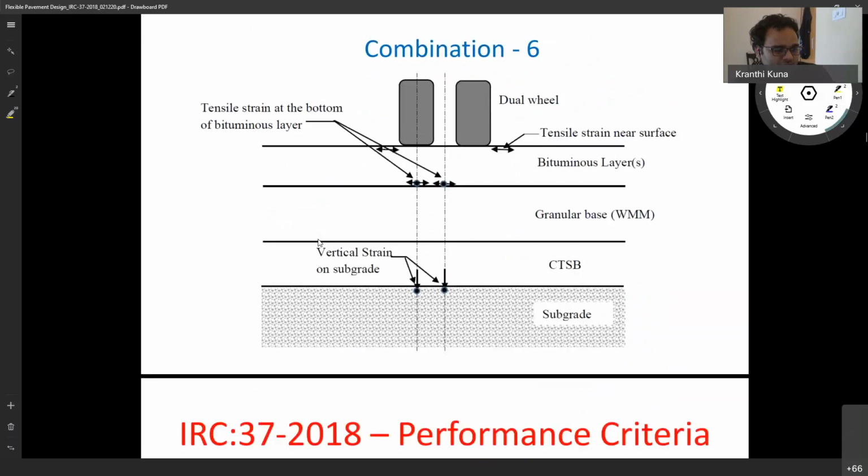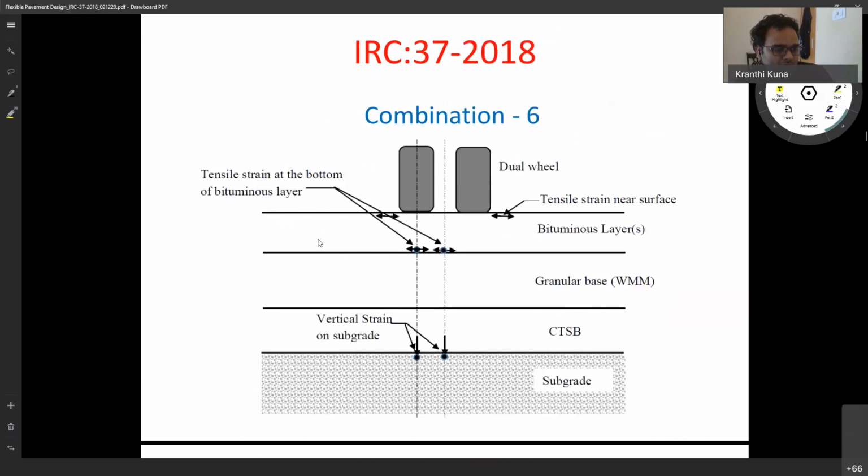Finally, this is the last case, in which you have CTSB with a granular base. As I said, you do not run the fatigue analysis for CTSB. You have a granular base with a bituminous layer on top of it. It is the same as conventional pavements. Do you have any questions on the analysis? The important point from all these combinations is choosing the location points where you have to perform the analysis for the different combinations of material. That is the important thing I wanted to discuss.